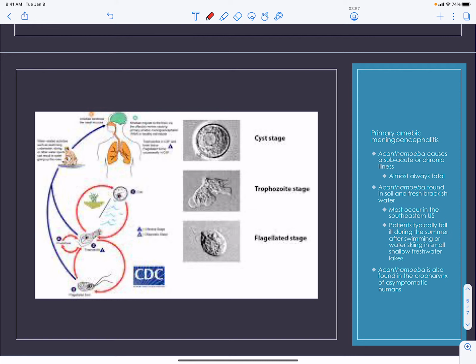Okay, so now we're moving into our parasitic infections of the central nervous system. And so we have our primary amoebic meningoencephalitis, and Acanthamoeba is going to be a cause of this. Naegleria is also another cause. So these are free-living amoebas, and they can cause a fatal infection, but they're also very rare.